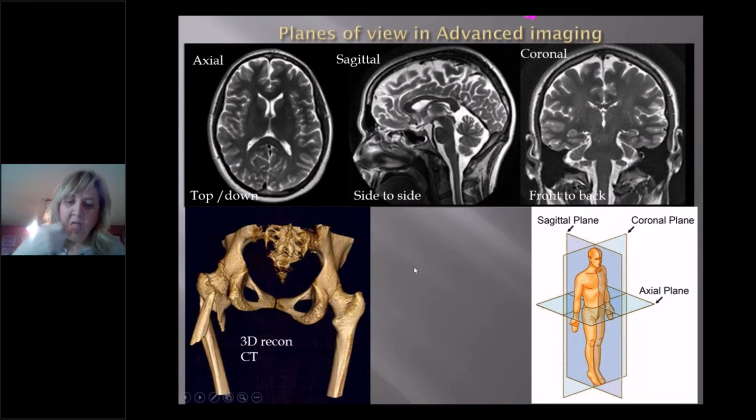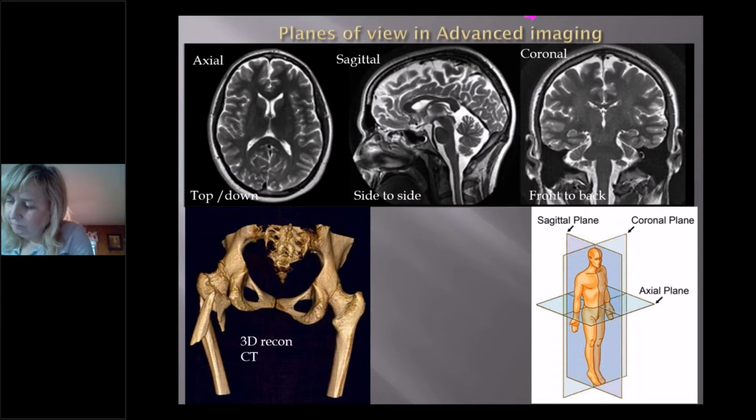And then occasionally you'll get what they call 3D reconstruction. Right now that's limited to just CAT scan. 3D reconstruction is wonderful for bone detail. As you see, I gave you an example down here of a really nasty proximal femur fracture. Kind of really helps you spatially orientate where the hell that fracture is.